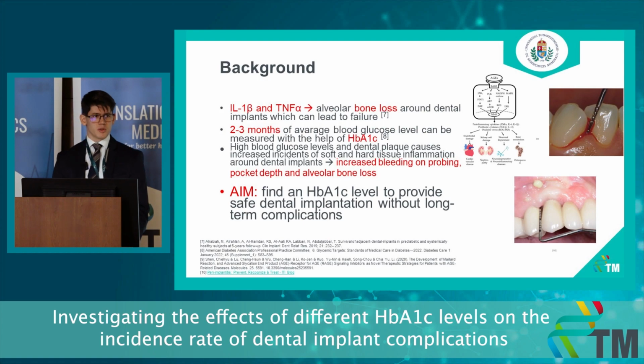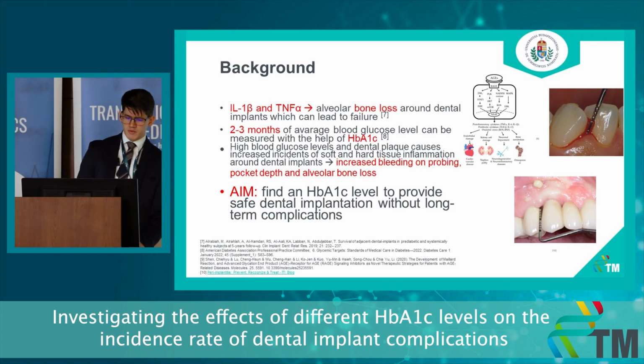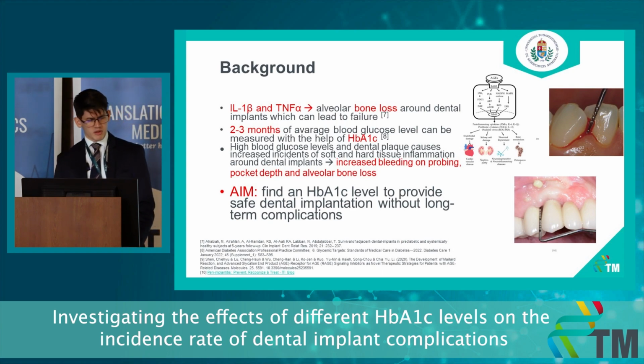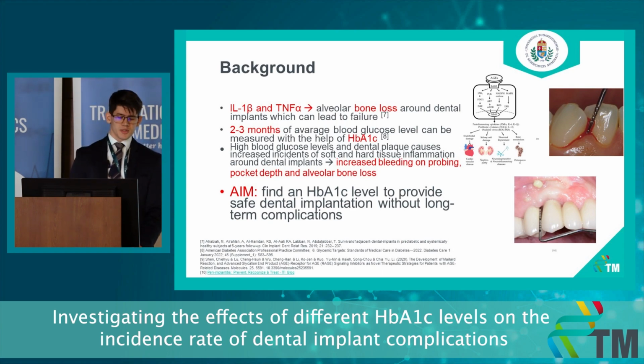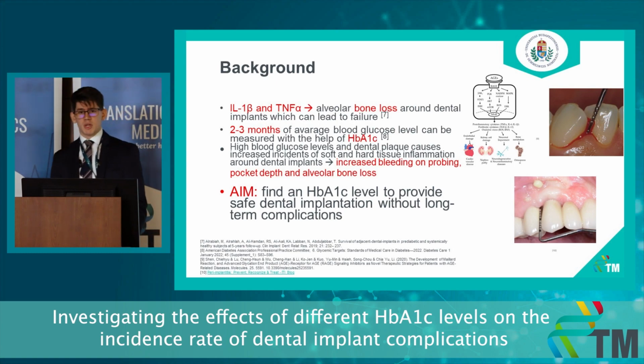We can measure a patient's average blood glucose levels over the last 2 to 3 months with the help of HbA1c. HbA1c is the glycated end product of hemoglobin. A patient with chronic high blood glucose levels and the presence of dental plaque has an increased incidence of both hard and soft tissue inflammation. We can measure both of these clinically with the help of bleeding on probing, pocket depth, and alveolar bone loss. Our aim is to find an HbA1c level that provides safe dental implantation without long-term complications.